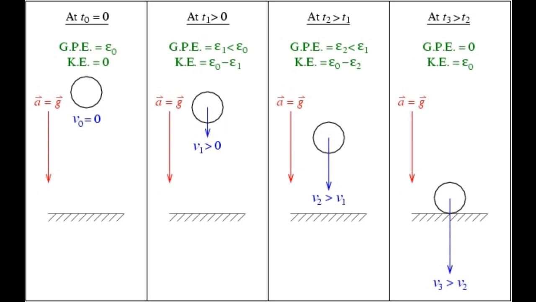Kinetic energy is the energy of motion. It can be directly calculated by multiplying half of the mass by the square of the velocity, or indirectly calculated by using the law of conservation of energy.